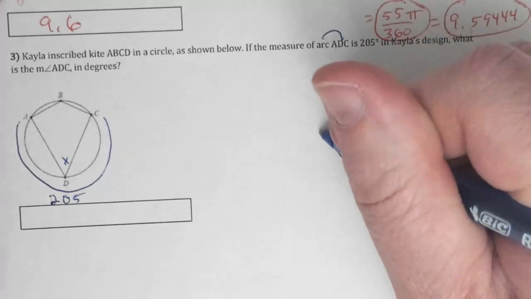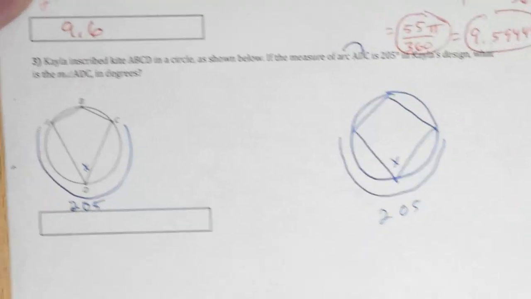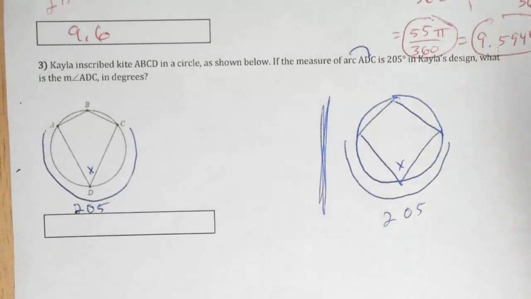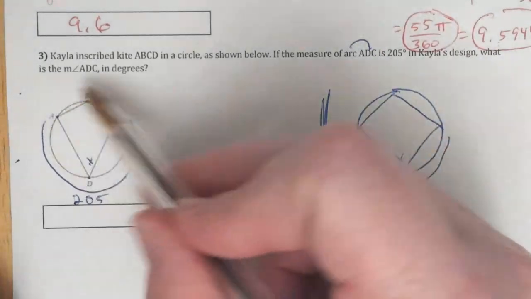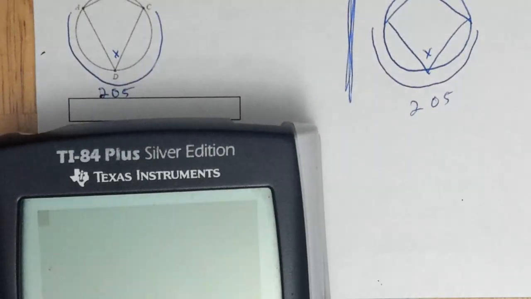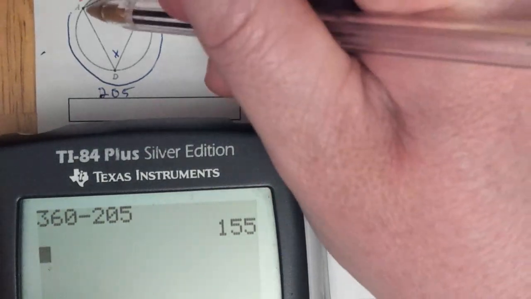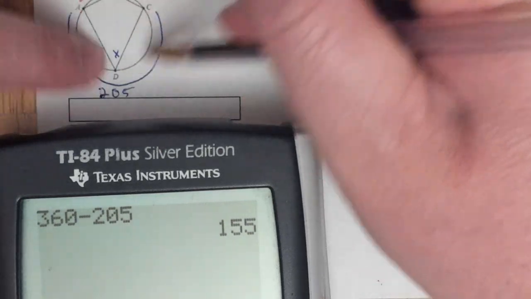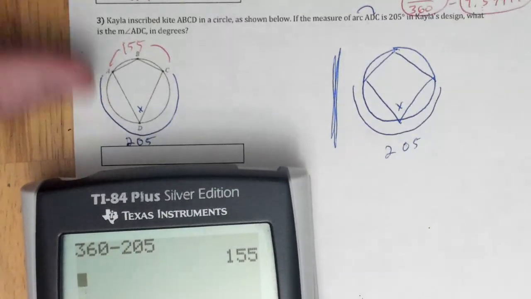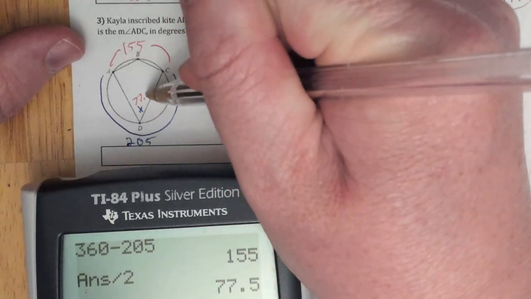So this is X. We definitely have this right here is 205. All right, so here is one way how to do this. One way is we can find this other arc right here. So 360, subtract the 205, and we get 155 is this right here. And now if I divide by 2, I would get this right here. So divide that by 2, and you pop out with 77.5. And that was our answer.